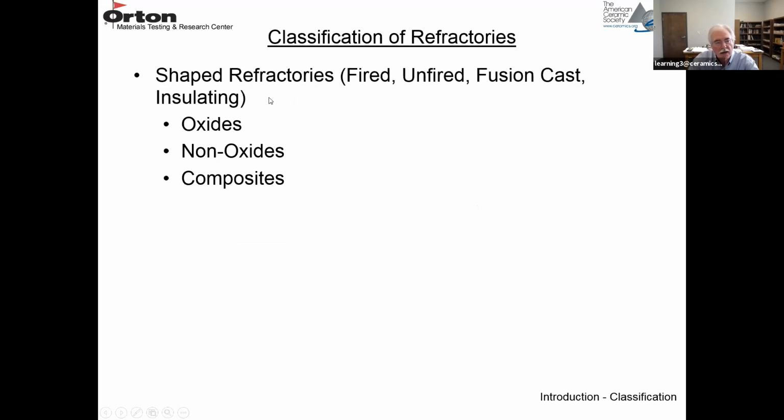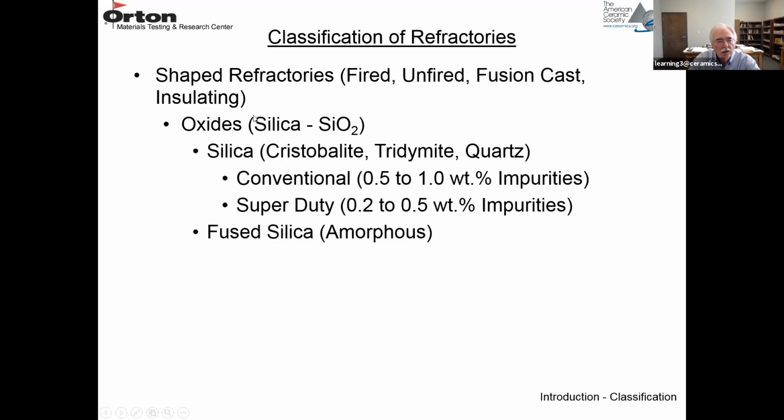So I like to classify refractories based on their shape and their chemistry. So a shaped refractory would be a fired refractory brick, an unfired cast shape, a fusion cast refractory, or an insulating refractory. And then we can go through the oxides, the non-oxides, and the composites. The first oxide is silica, SiO2, and we'll devote a lecture to each one of these oxides in the next couple of days. Silica exhibits three different crystalline forms: cristobalite, tridymite, and quartz.